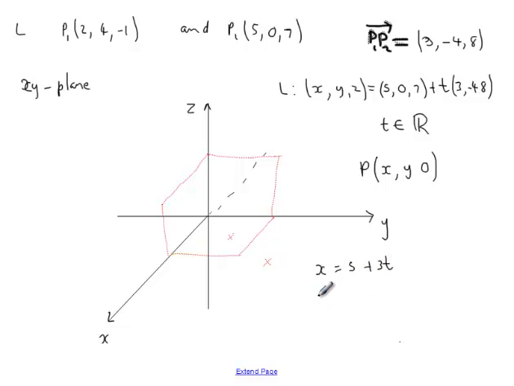And take your y is equal to 0 plus minus 14 minus 4t. And then z equals 7 plus 8t.